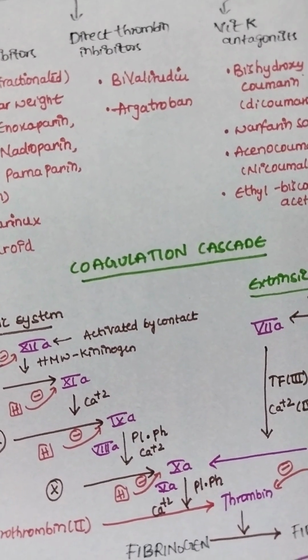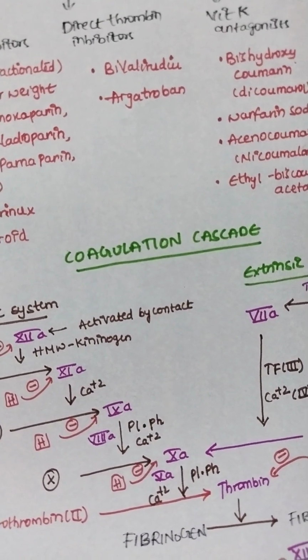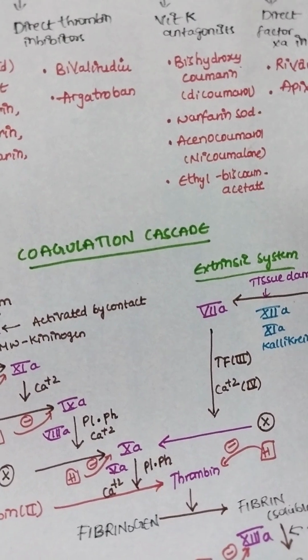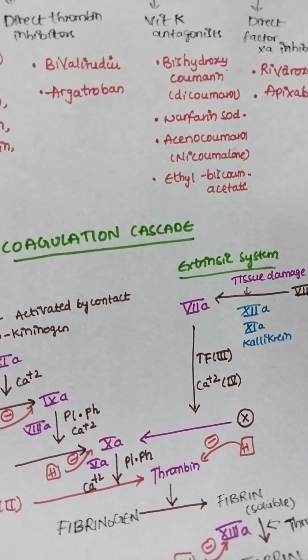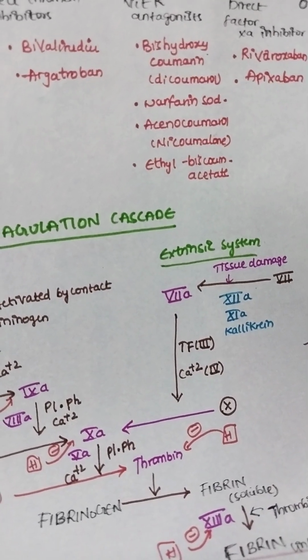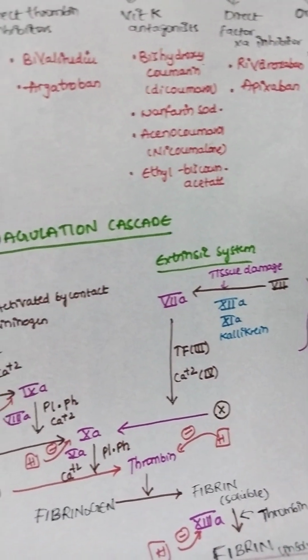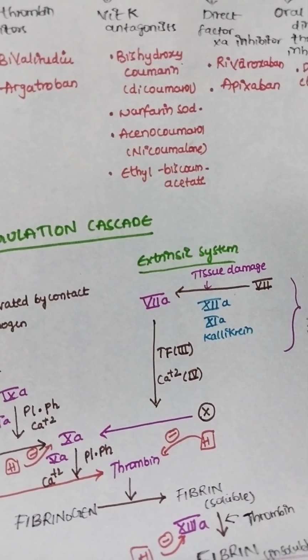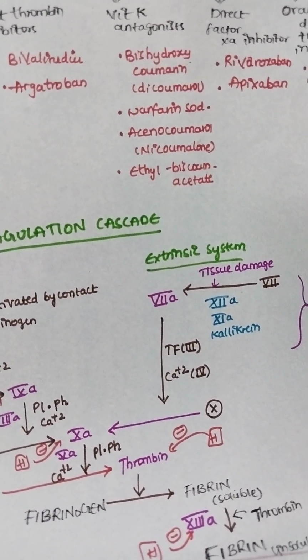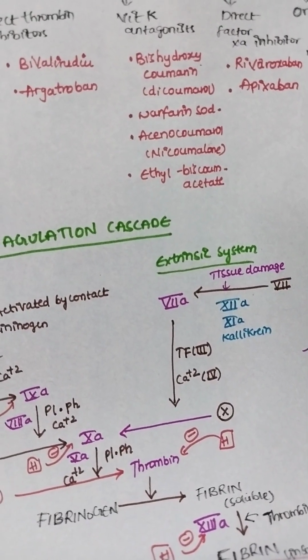So this thrombin will act upon the fibrinogen, and it will convert the fibrinogen into fibrin. This fibrin, which is soluble, on further action of thrombin and factor 13A, we will get fibrin which is insoluble.